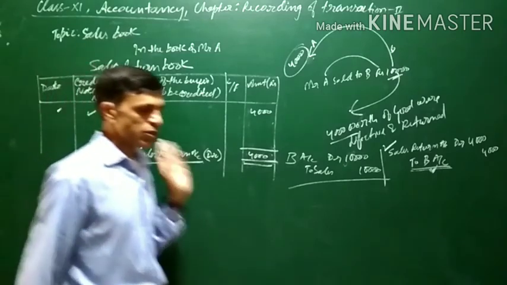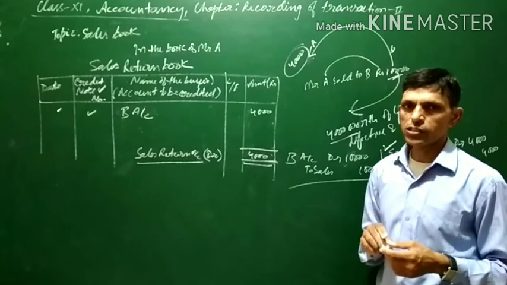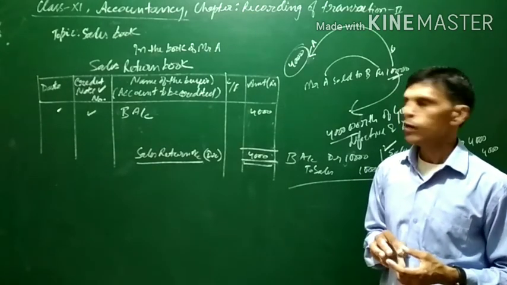That is about the purchase return book, sales book, and sales return book. Next, in the next video, we will be discussing some more subsidiary books, or you can say the day books, which are left now.